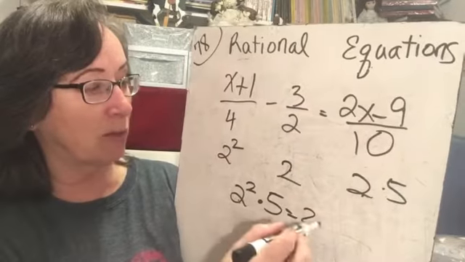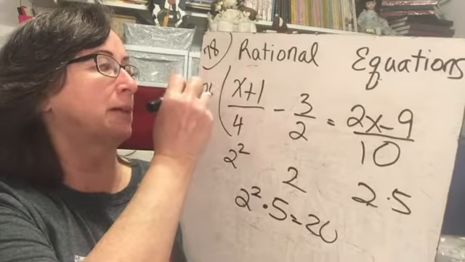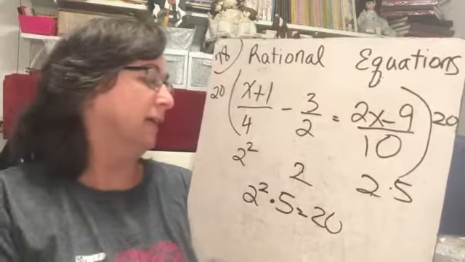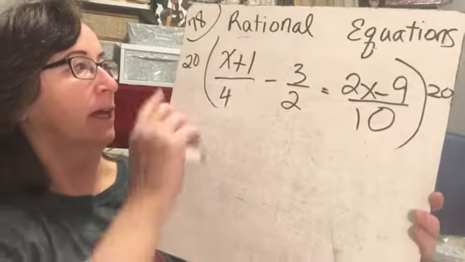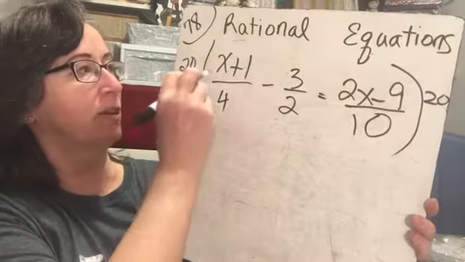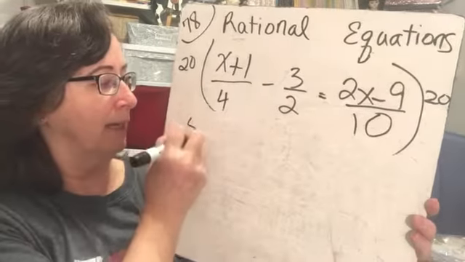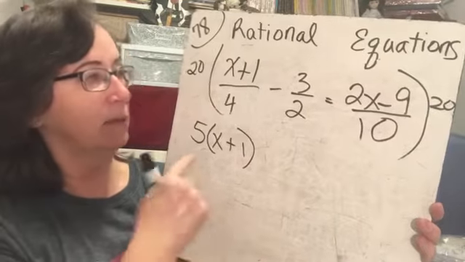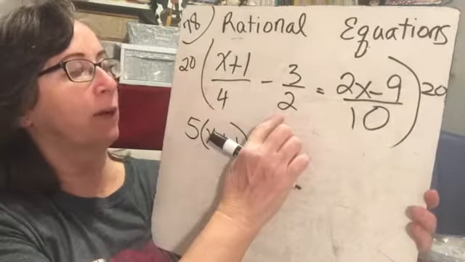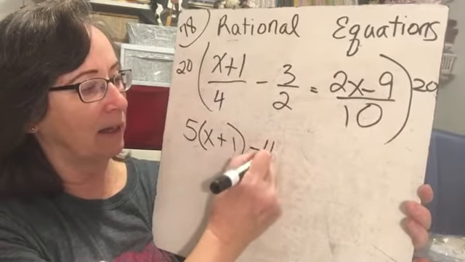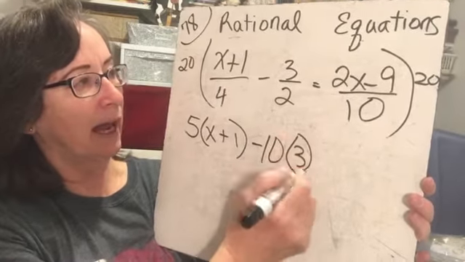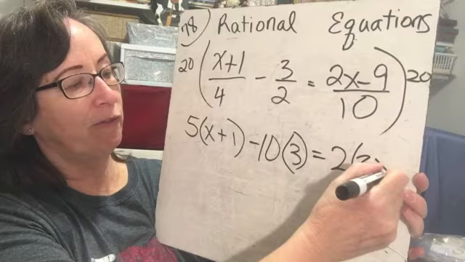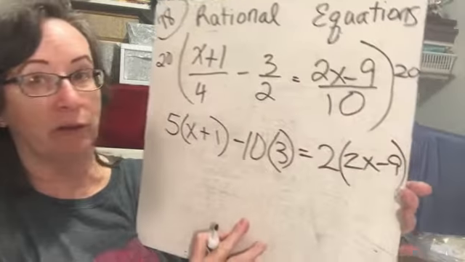So 4 times 5 is 20. That means I'm going to multiply this side by 20 and this side by 20. Okay, once I've done that, 20 divided by 4 is 5. So 5 times x plus 1. Now you can write it out if you want to, or you can do it right away. Well, let's just write it out for once. 20 divided by 2 is 10, and 20 divided by 10 is 2. So if you wanted to show more work, you could do that.